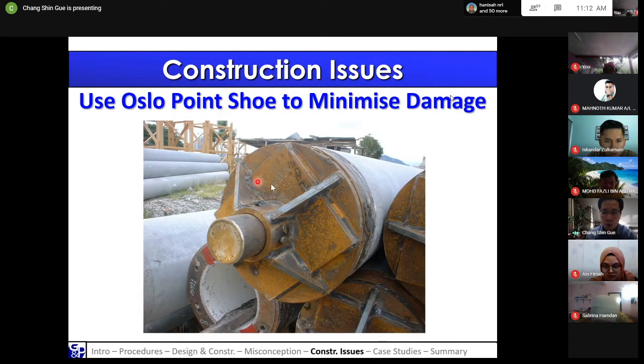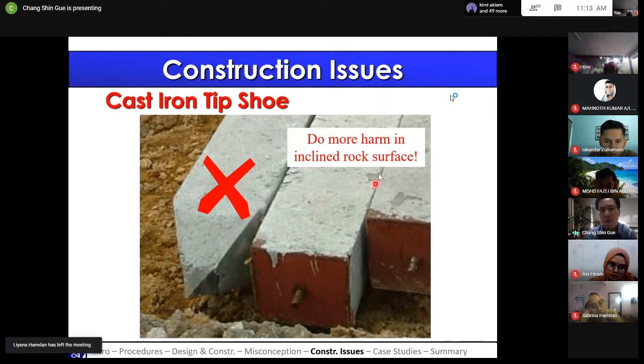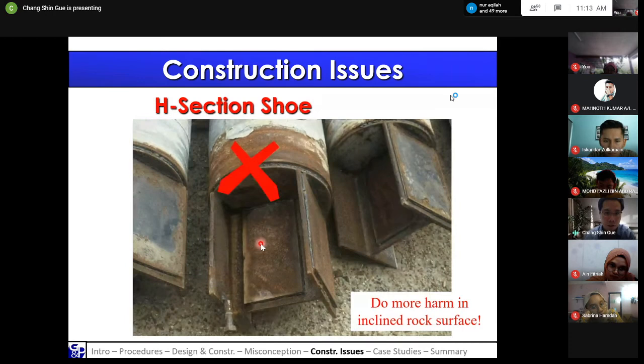This is also to minimize the damage on the rock. Just to show you that most driven piles come with a cast iron tip. Do not use such shoes when you are piling on an inclined rock surface, because on hard materials, you may fracture the rock and it weakens the base. So if you know that you have an inclined rock surface, then do not use such a pile tip. Similarly for H section pile shoes, again, you will actually fracture your rock and you weaken the rock.